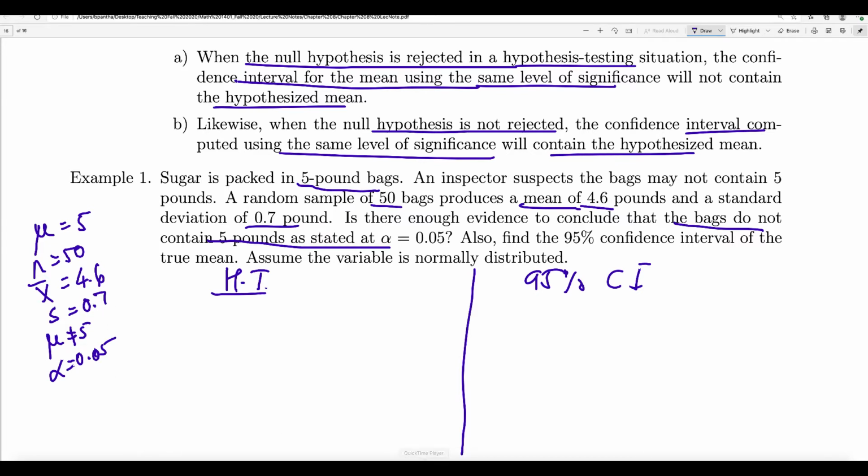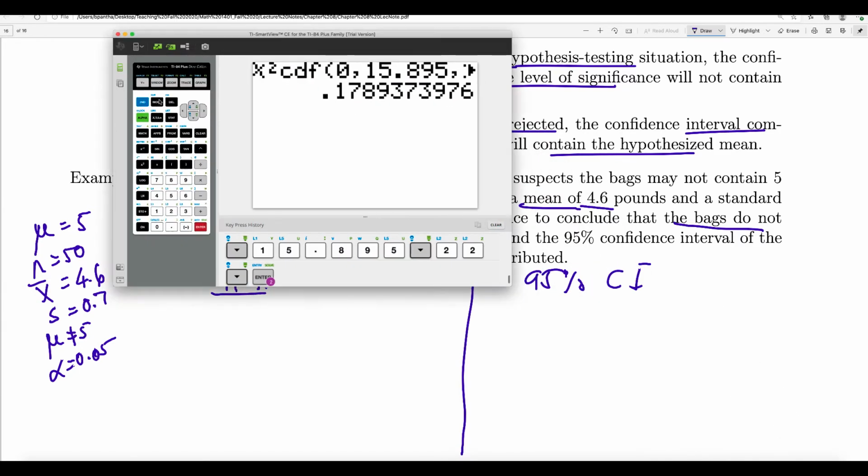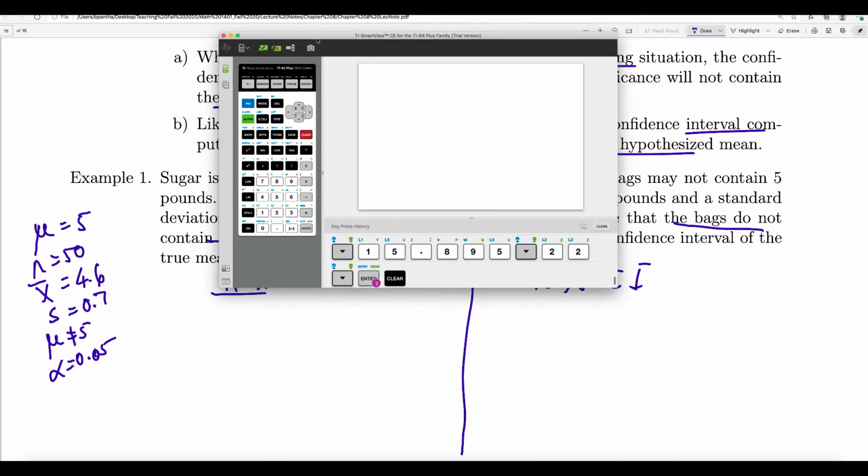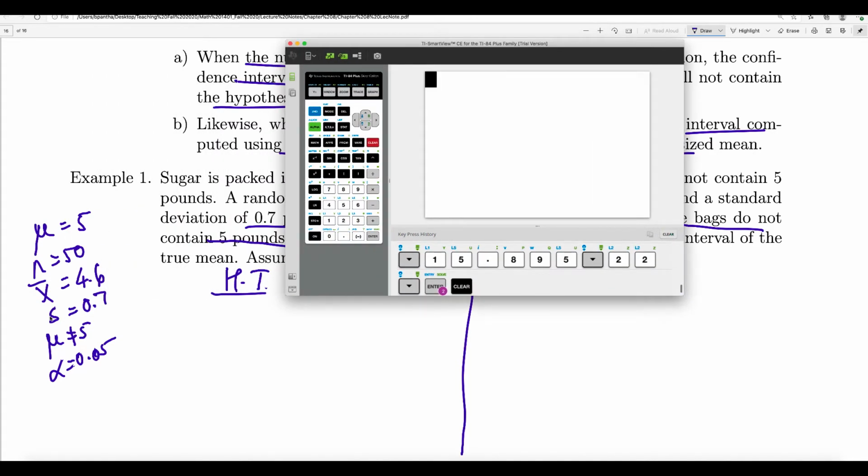So let me turn on the calculator here. Let me erase what I have. First of all, I want to do the t-test, okay? Because this is a t-test. Why? Because sigma is not given. S is given. Sample standard deviation is given. Population standard deviation is not given. That's why we will be using S here, okay?